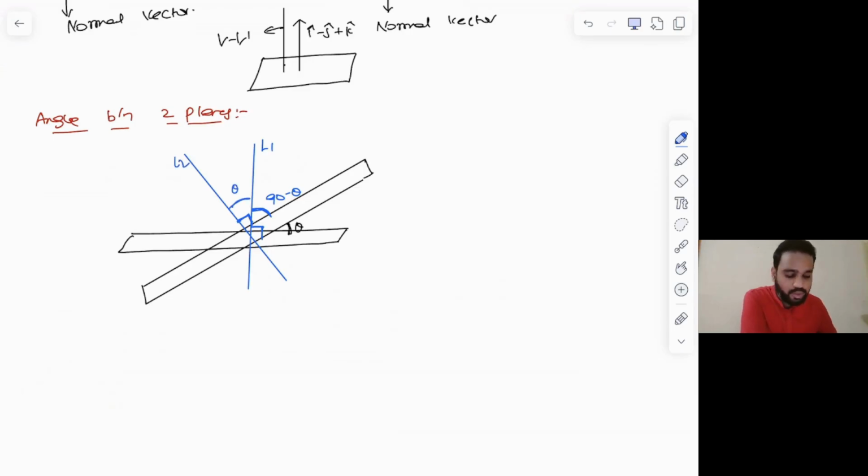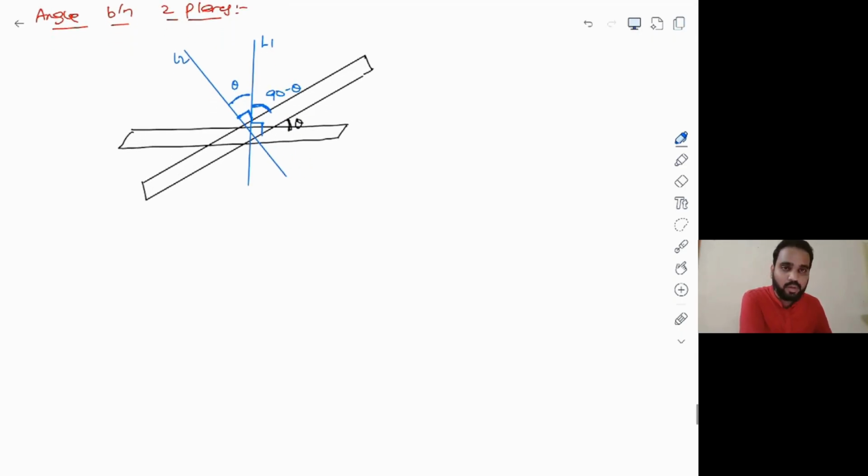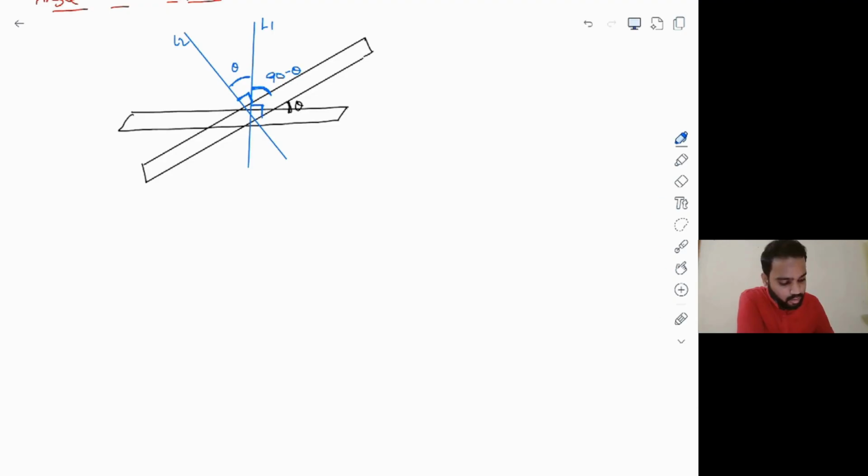So what is the main observation here? If theta is taken as the angle between the two planes, then theta is also nothing but the angle between the two normals. And that is the main thing that we are going to make use of to find out the angle between two planes.